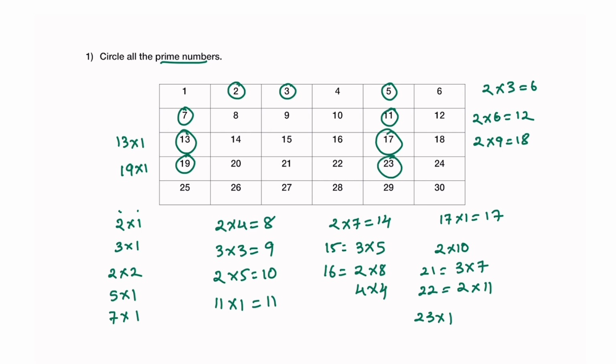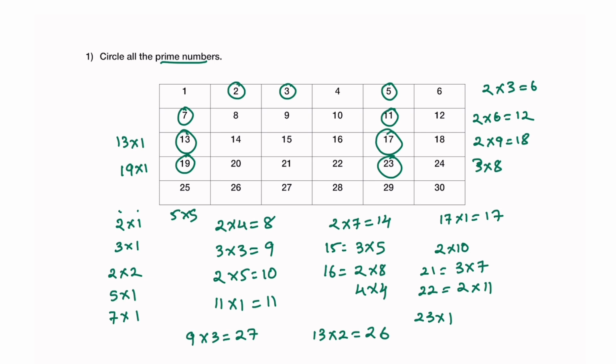24, no, because you can say this is 3 times 8 or 4 times 6, right? So it's not. 25 is 5 times 5, right? So it is not. 26 is 13 times 2 is 26. So 26 is also not a prime number. 27, that's 9 times 3 is 27. So it's not a prime number.